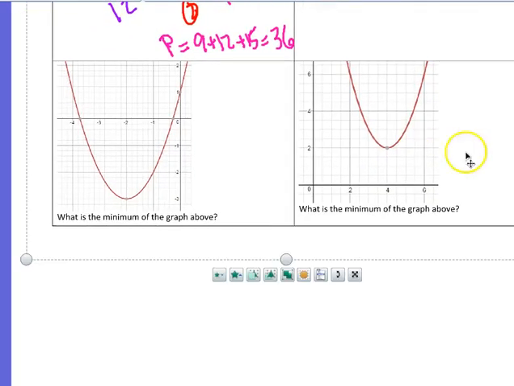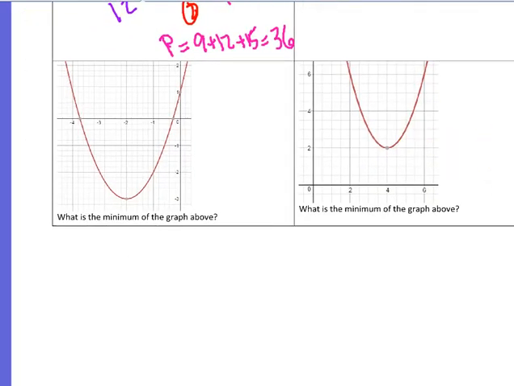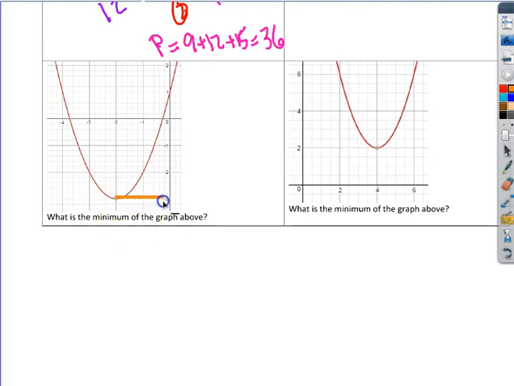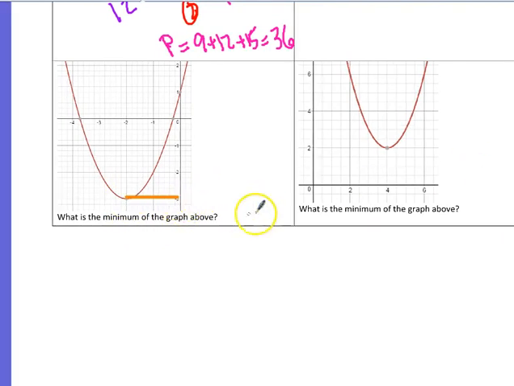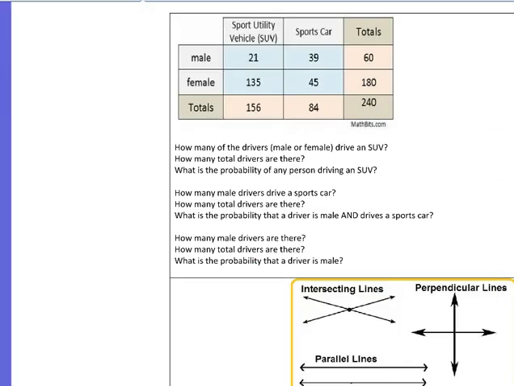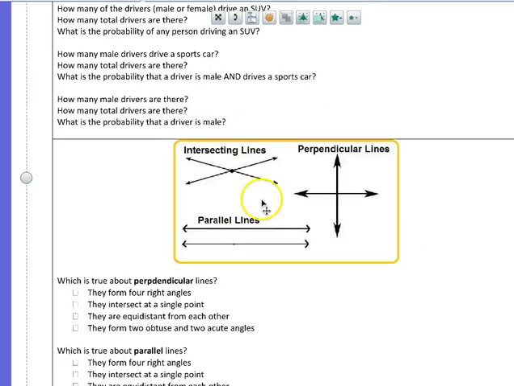The minimum of this graph is located here. And that minimum is located at -3, or y equals -3. All right, next page. Oh, that is the next page. Oh, I didn't do this first page. My apologies. Okay, so go back to this one.